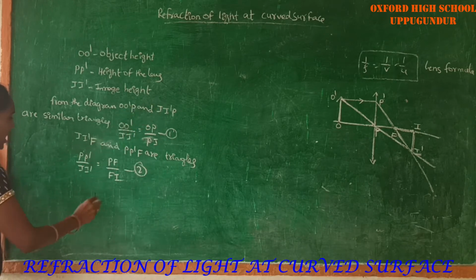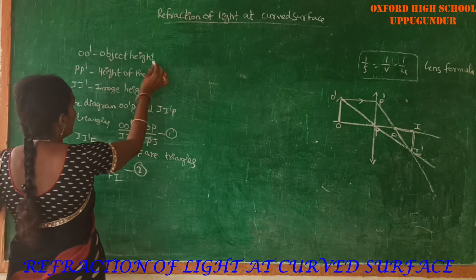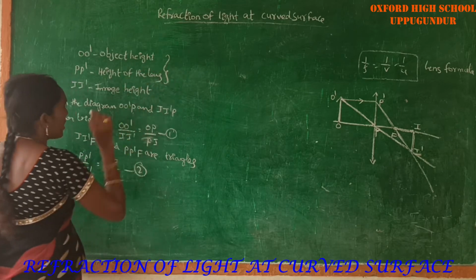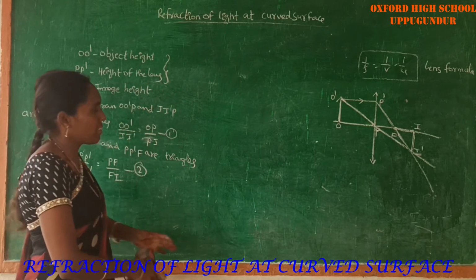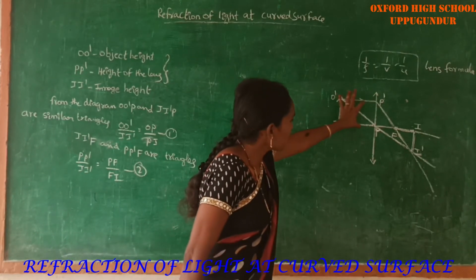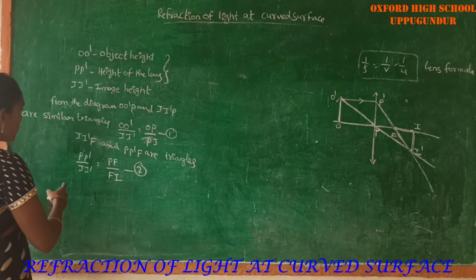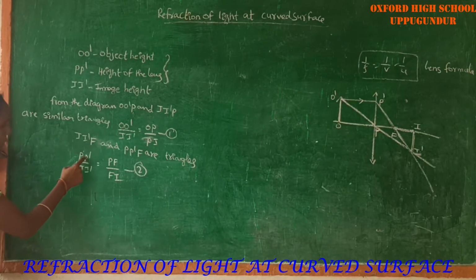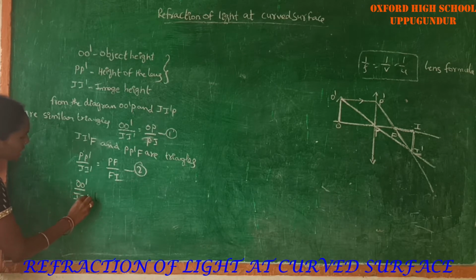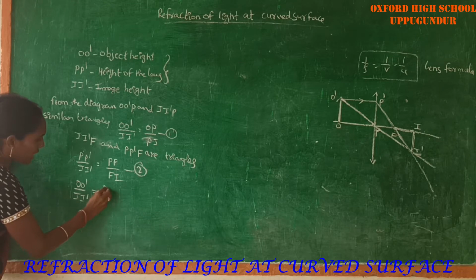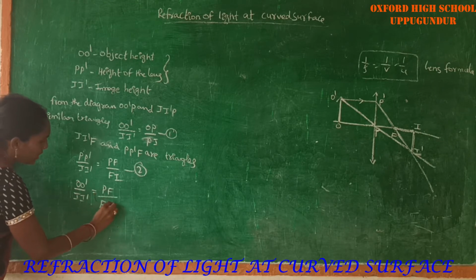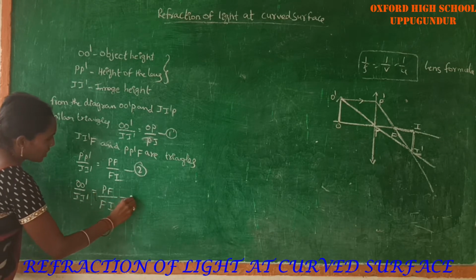From this diagram, the object height O dash is equal to PP dash. That's why in place of PP dash we have to write O dash. So O dash by I dash is equal to PF by FI. This is equation number 3.